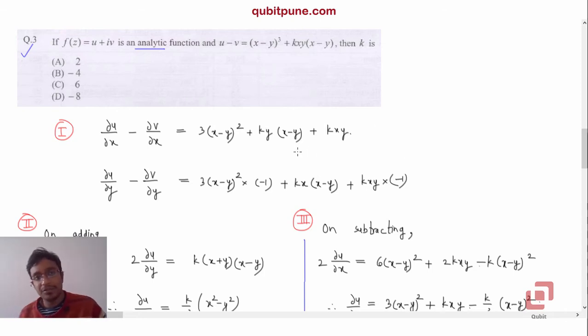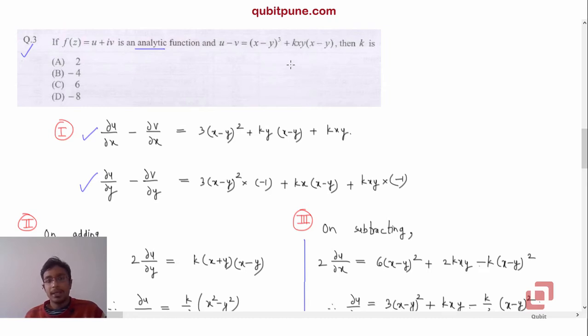So what we are first going to do is we need to somehow bring in the Cauchy-Riemann equations. So we will differentiate u minus v with respect to x and with respect to y respectively. If I do partial u by partial x minus partial v by partial x, it will give me 3 into (x minus y) raised to 2, and now let us apply the product rule. So it will be ky into (x minus y) plus kxy into 1.